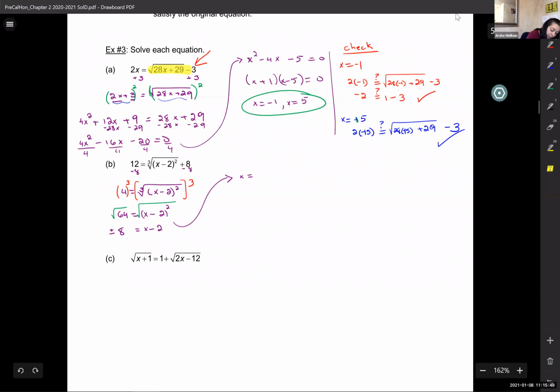So x equals, when you add 2, plus or minus 8. So x equals 10 and negative 6. Now, do we need to check for extraneous solutions in this case? Does this equation have that same situation where we started out with a root where the domain was not all reals? Let's look at the original root here.